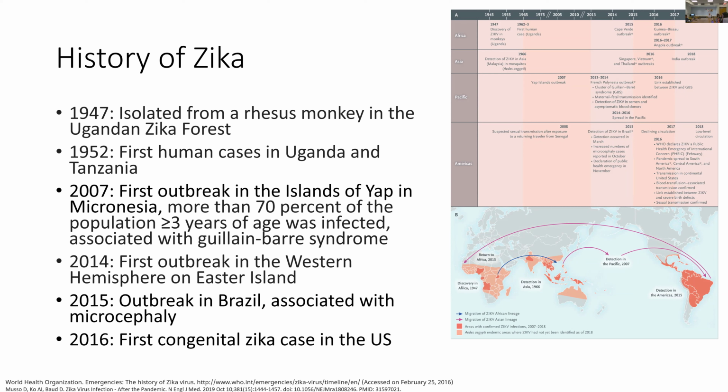Then in 2014, it made it to the Western Hemisphere, and the first outbreak was identified on Easter Island. And then 2015 is really when it made its big debut on the international scene with the outbreak in Brazil and the identification of the association with microcephaly. Then in 2016, we had our first cases in the US.